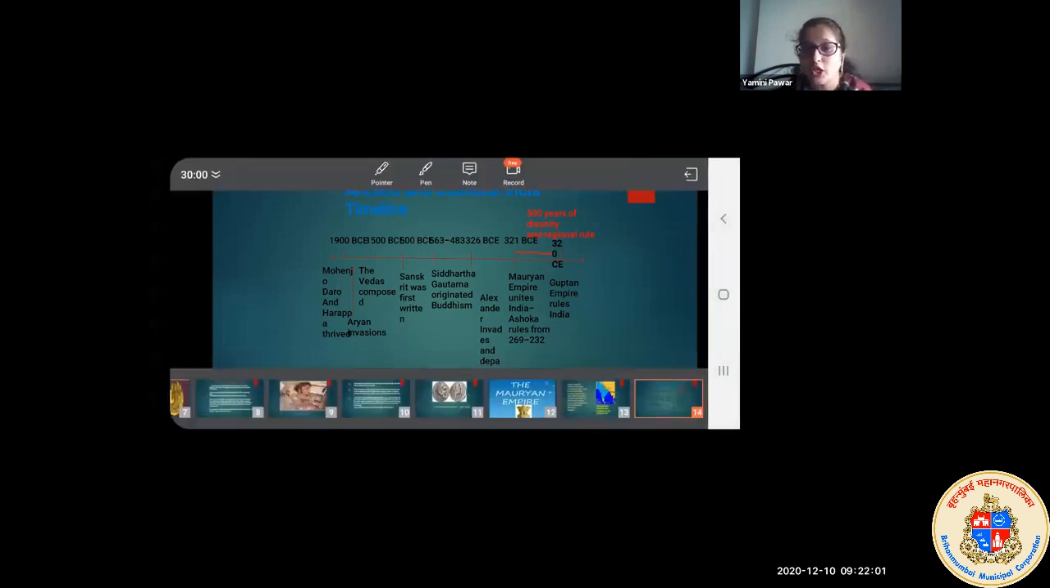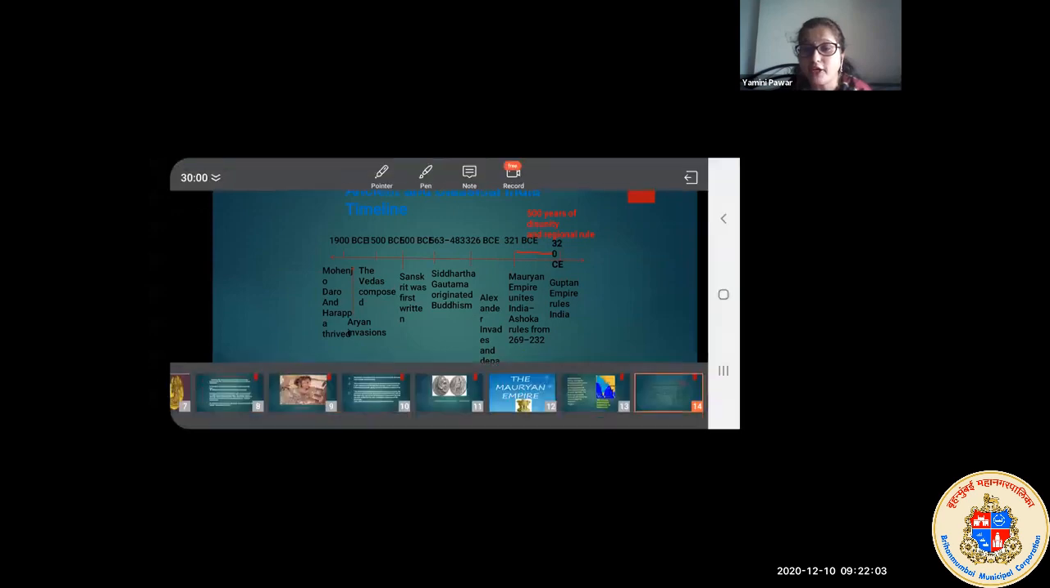When you move on, you can see that for 500 years there was disunity and regional rule. As you can see in this timeline from the right side, the Mauryan Empire ruled for many years, and so many territories came under one empire. From 321 BCE to 320 CE, 500 years, not a short period of time, children. It was a very long term. So this gives us an idea of how things went on moving.